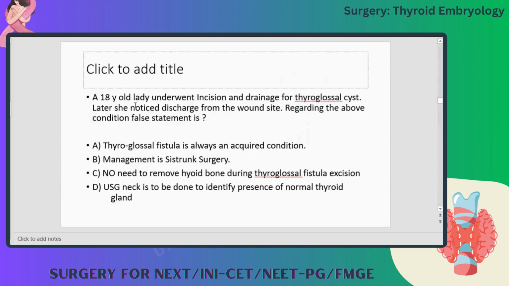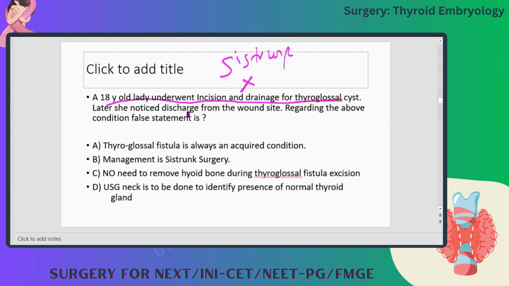Okay. An 18-year-old lady underwent incision and drainage for thyroglossal cyst. Is the treatment done by the surgeon correct or wrong? First statement: an 18-year-old lady underwent I&D for a thyroglossal cyst. It is wrong. You should not do I&D. If there is a cyst, you should never do I&D here. Which operation do you do? Cyst trunk operation. You have to remove the entire tract, otherwise the problem will persist. Point number 1.